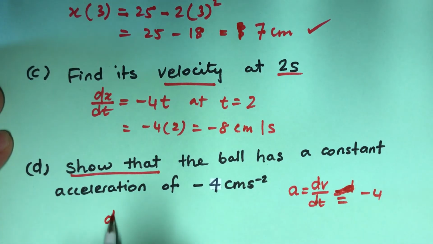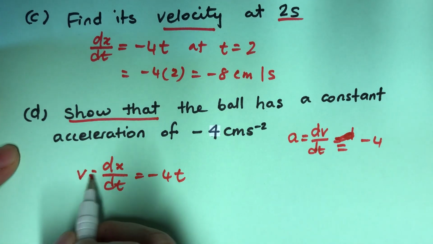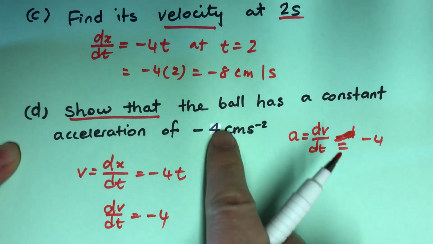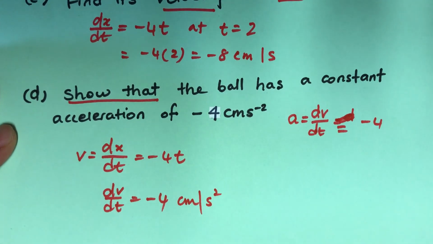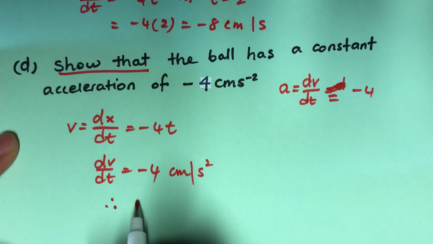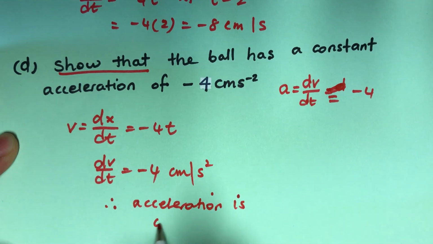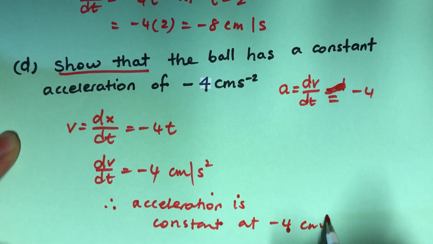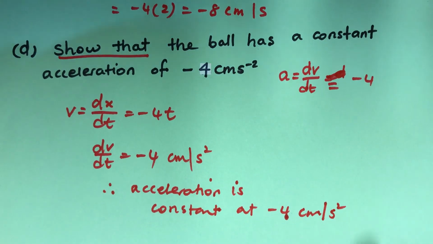So if I do dx over dt, it was minus 4t, wasn't it? And if I continue with that, so that was v, and I'll do dv over dt, that would be minus 4. Yeah, that's the same as that. So you can write it like this instead of minus 2. So your answer should be acceleration is constant at minus 4 centimeters per second squared as required. Okay, great, well done.